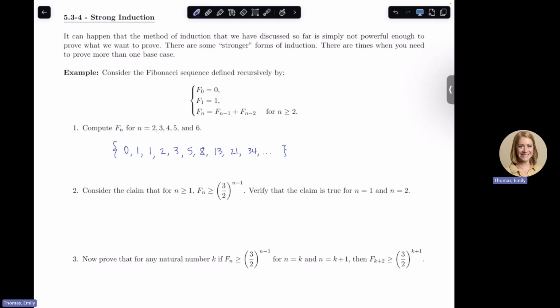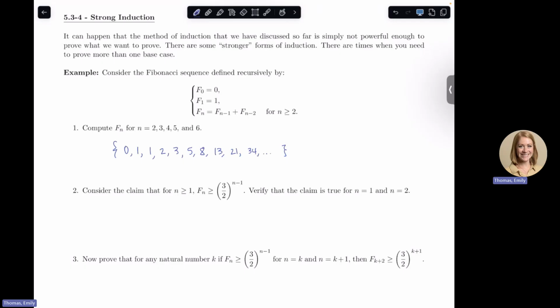When sequences are defined recursively, you often need to use strong induction because to get to the step you're on, you need the previous two. So you need more than one. So you're going to assume all the ones up to a certain point. This says for n greater than or equal to 1 that f sub n is greater than or equal to 3/2 to the n minus 1. I don't believe that this is true, but let's make sure of that.